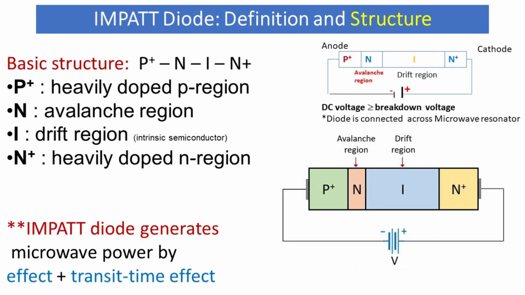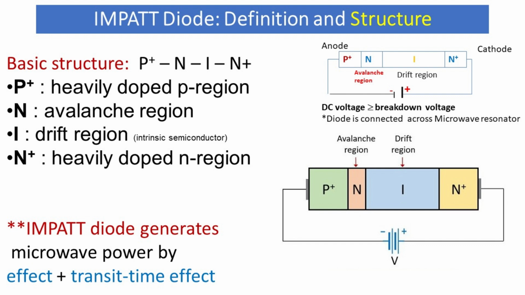This figure shows the basic P+, N, I, N+ structure of an IMPATT diode. The P+ region is heavily doped. The N region acts as the avalanche region. The I region is the drift region. The N+ region is also heavily doped.